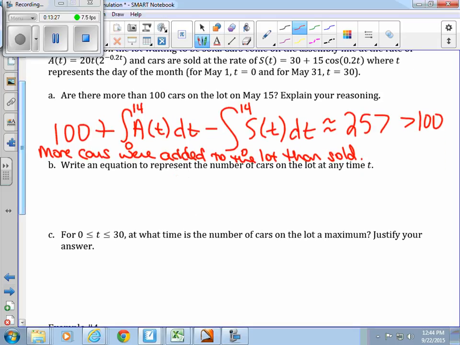Write an equation to represent the number of cars on the lot. If you did part A the way I did part A, part B is really easy. If you did part A some other way by just saying something about A of t, the integral from 0 to 14 of A of t being greater than the integral from 0 to 14 of S of t, then part B would be a little tougher. So it depends on how you work part A how difficult part B is. I need to write an equation to represent the number of cars on the lot at any time t. So I'm going to call it, have they used C?